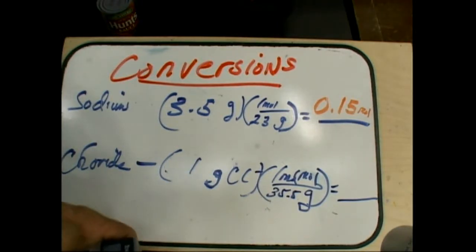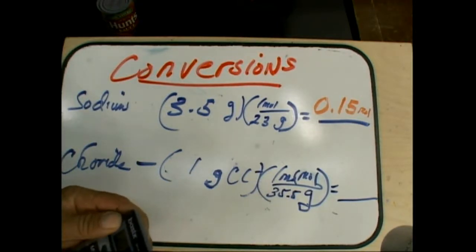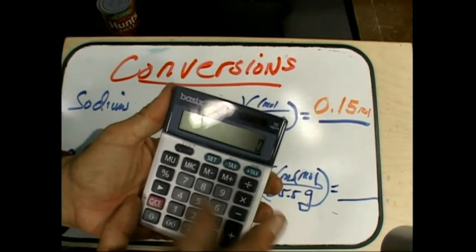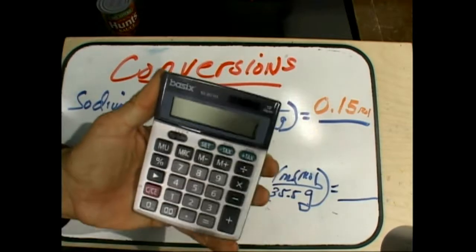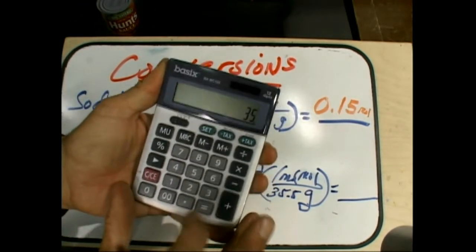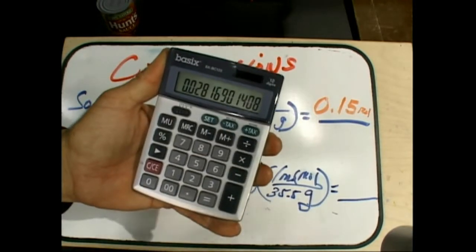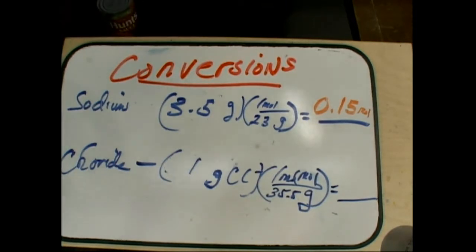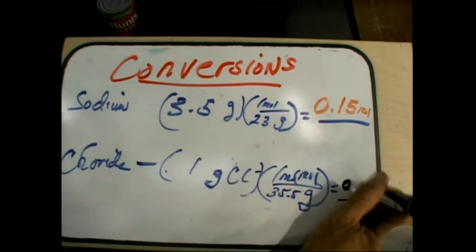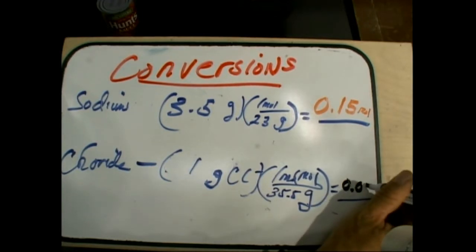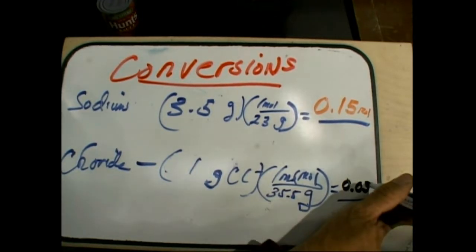5.5 off the top of my head, if I can clear first, we'll show the calculator actually here. You do this. Just 1 divided by 35.5 equals 0.028. 0.028, we'll call it that. We should write it that way.